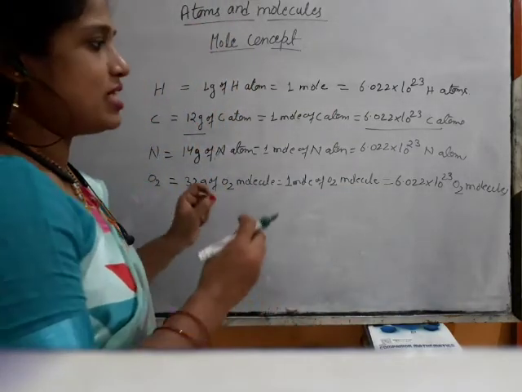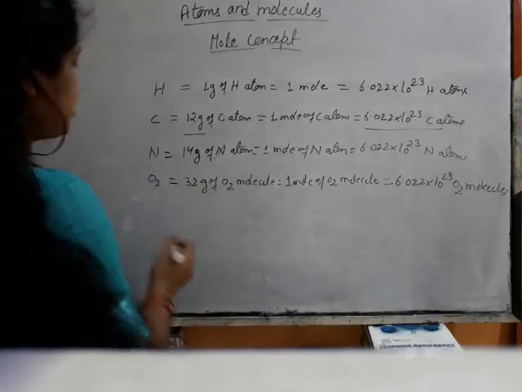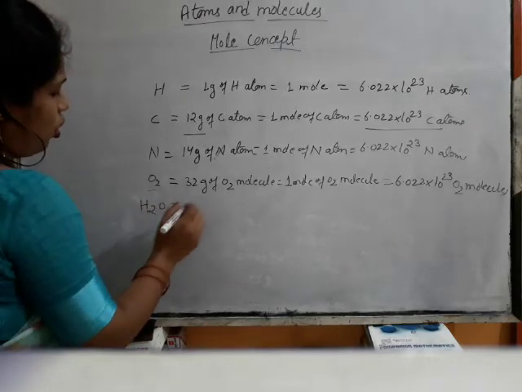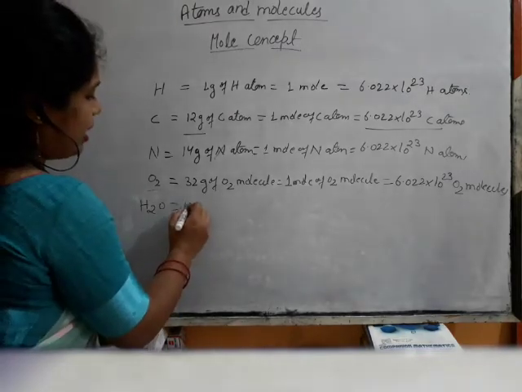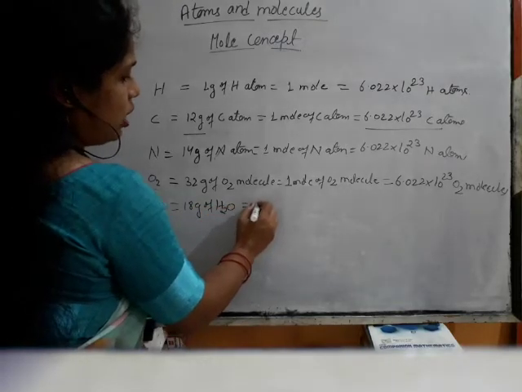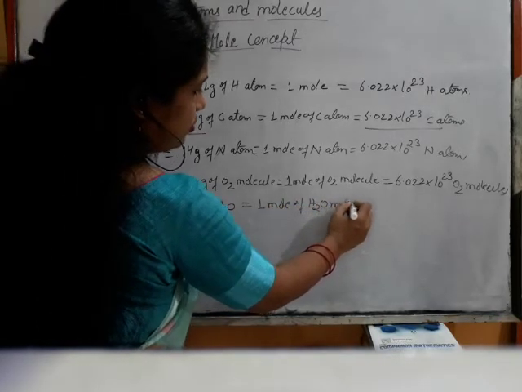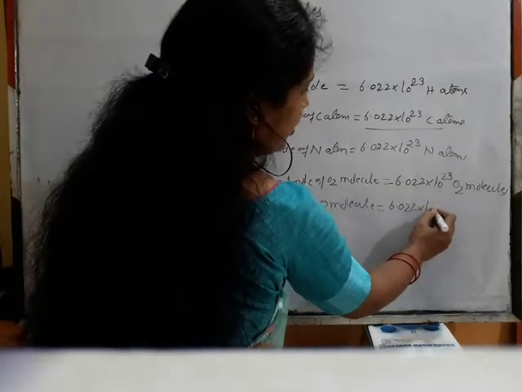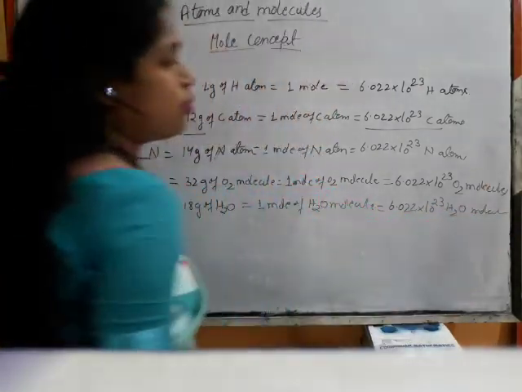Now these things seem to be clear to you. Please pay attention, concentrate, dear students. Now this is a molecule. Again, let us take the example of H2O. What is the gram molecular mass of H2O? 18 grams. 18 grams of water molecule is equal to 1 mole of water molecule, which is equal to how many molecules of water? 6.022 into 10 raised to the power 23 water molecules, students, molecules.